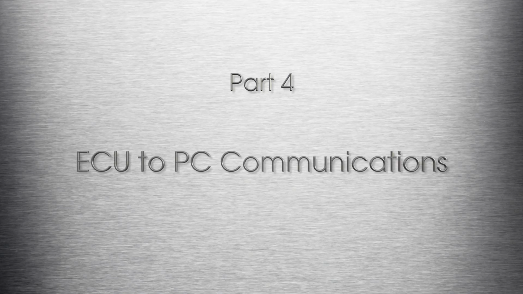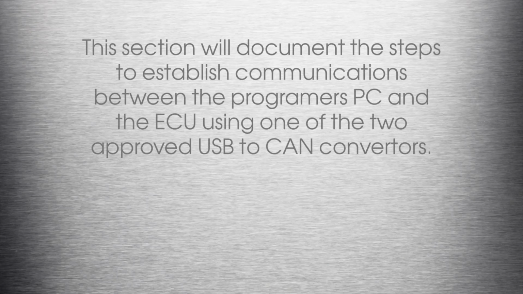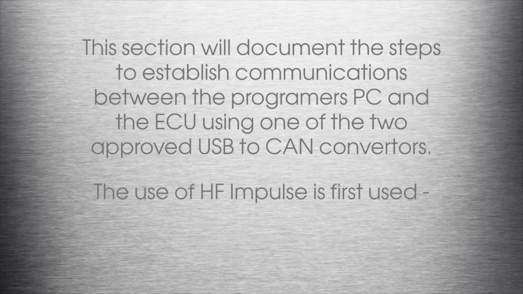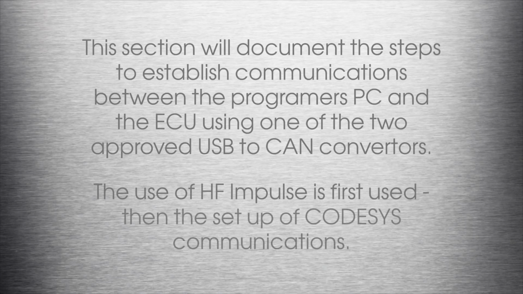This is part 4 of this video series, ECU to PC communications. This section will document the steps to establish communications between the programmer's PC and the ECU using one of the two approved USB to CAN converters. HF Impulse is used first, then setup of CoDeSys communications.